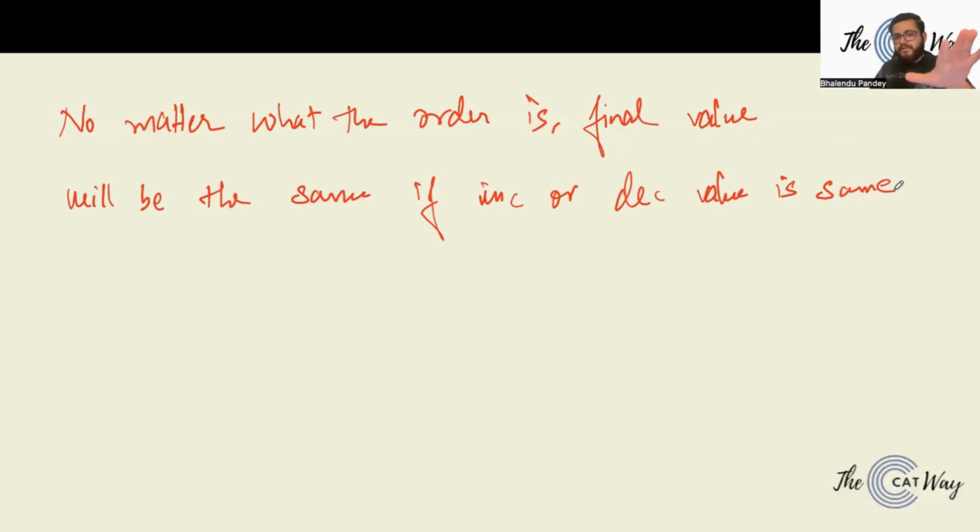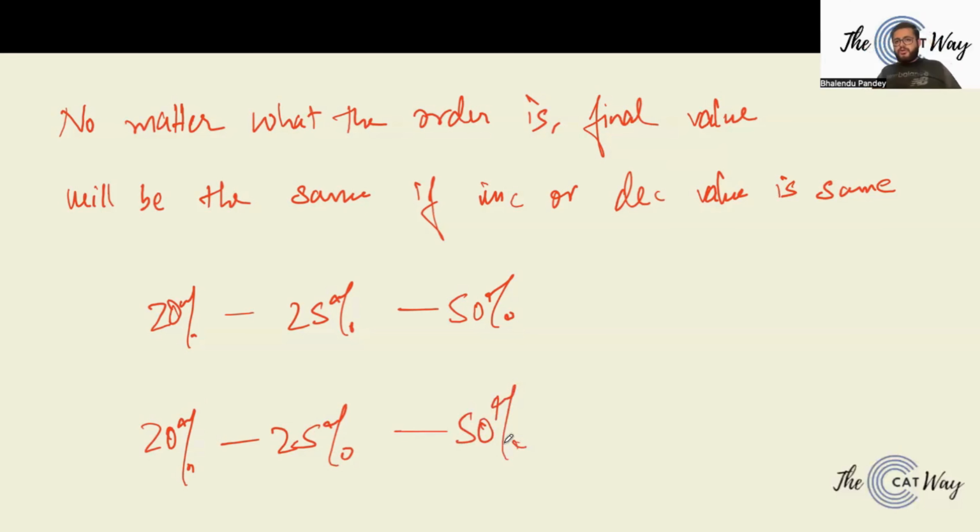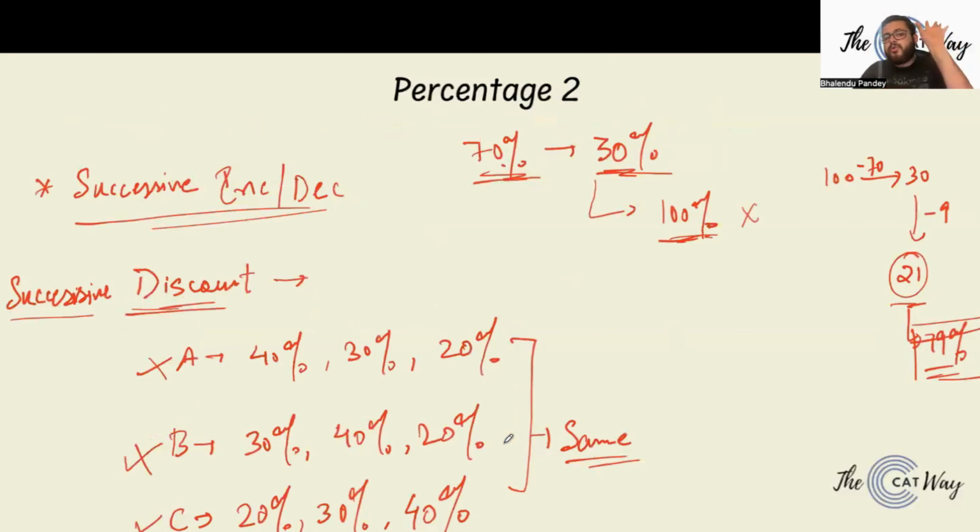Correct? So no matter what the order is, the final value will always remain the same. That simply means that if you have to increase something by 20%, then by 25%, and then by 50%, it doesn't matter in which order you are increasing. Or if you're decreasing something initially by 20%, then 25% and then 50%, it doesn't matter in which order. You can increase in any order that you want. That is the first thing that you have to remember when doing successive increase or decrease in terms of percentage.